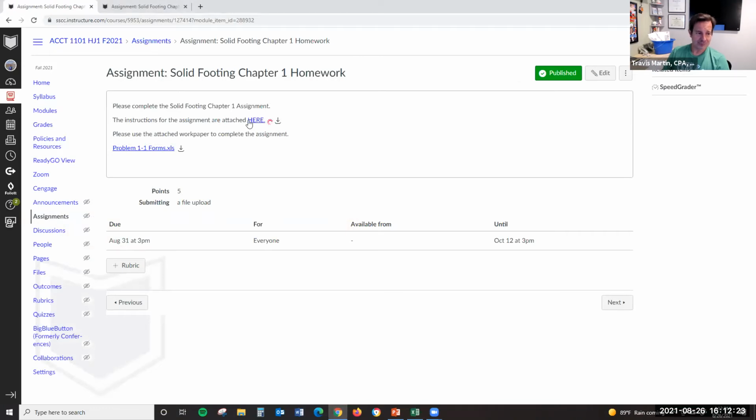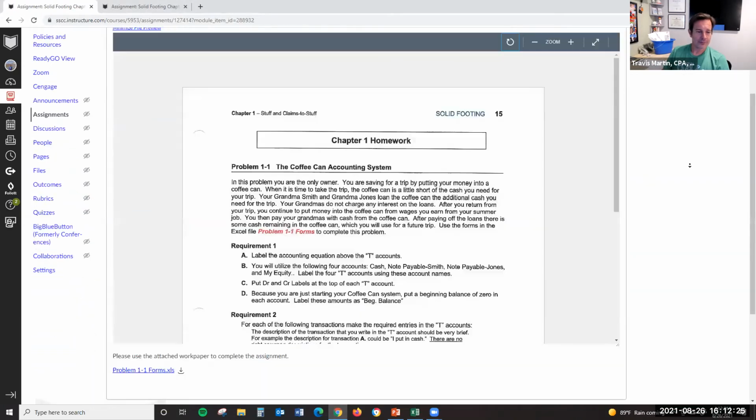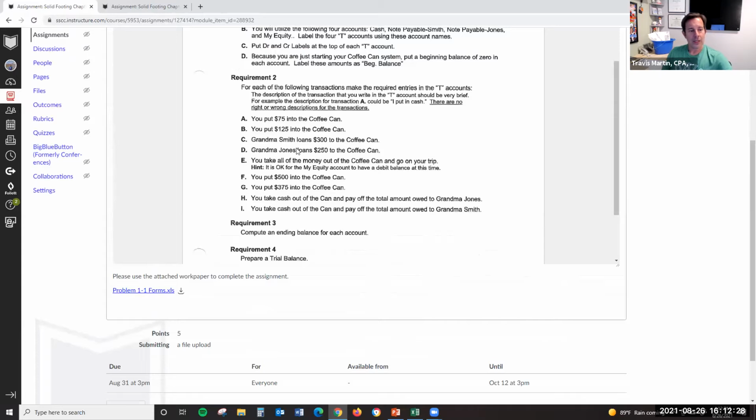In the instructions, you'll notice you put in money and you get a loan. And then it says you take all the money out to go on a trip. That little note says it's okay for the My Equity account to have a debit balance. That will actually take you into the negative on My Equity. But you'll put the money back and you'll go back to a positive. So don't freak out. It's a little bit different than maybe the easy example that we looked at. But just be aware that for that one little brief moment when you take that money out, it will turn your equity account negative on the debit side.